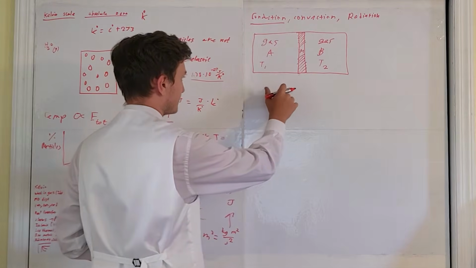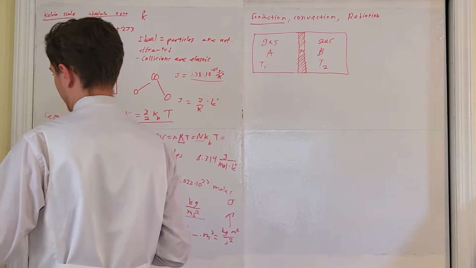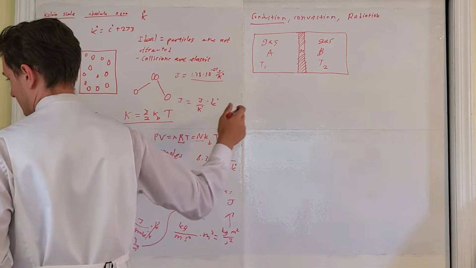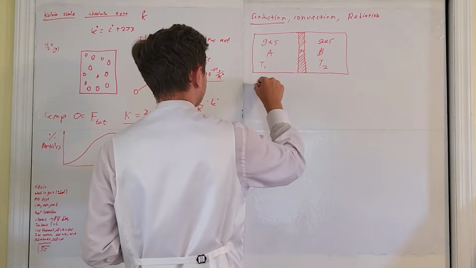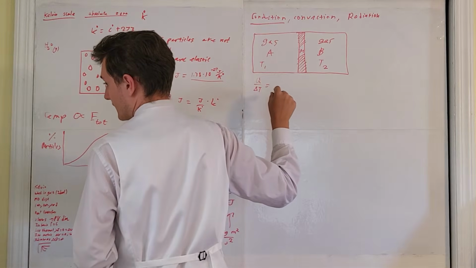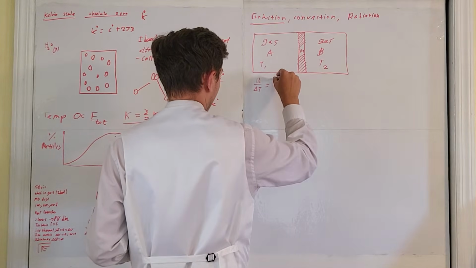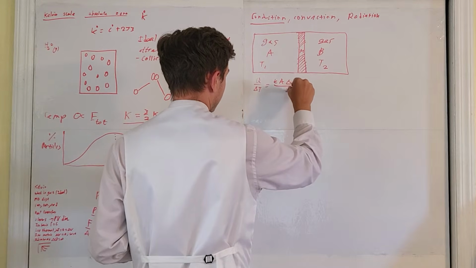Regardless, let's keep going. We have an equation that governs heat transfer, again, found with your thermal physics equations on your equation sheet, and that is Q over delta t is equal to k A delta T over L. Let's explain what all of this means.